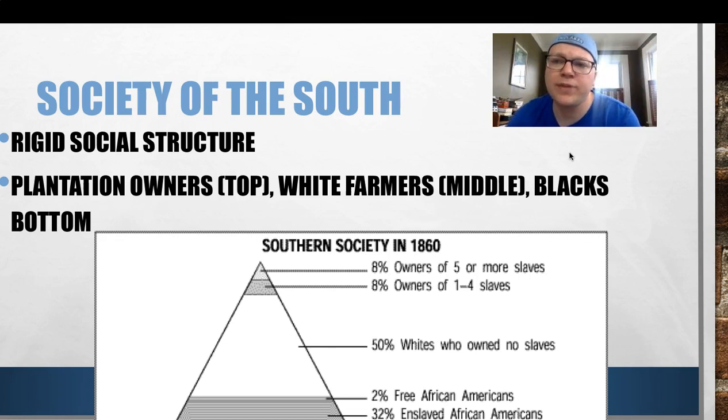Most whites who did not own any slaves whatsoever were the middle to the poor folks. There were some free African Americans in the South, not a huge number, at 2%. And throughout the South, the slaves were about 32% of the overall population, but in some states, like South Carolina and Alabama, the number of slaves was actually higher than the white population, where they had large slave populations.